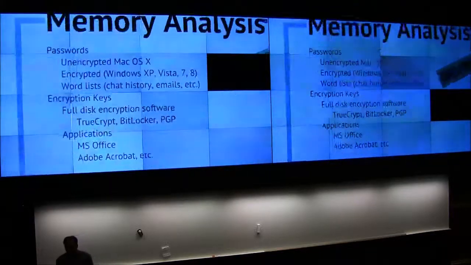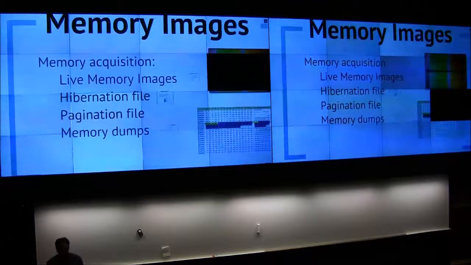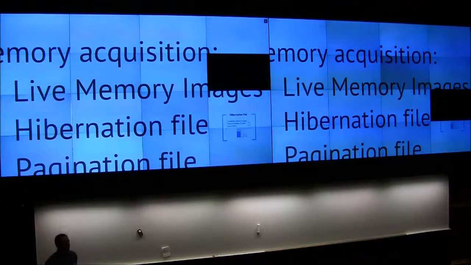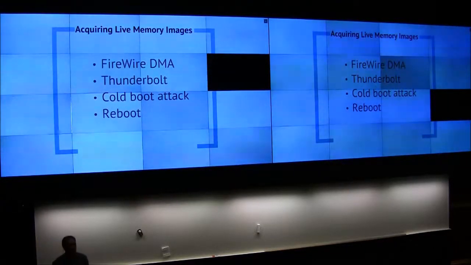So what could be done about that? First of all, we need to acquire a memory image. There are multiple approaches there. First of all, trying to capture live memory images. So, FireWire direct memory access. It's rather efficient. It works very well for Windows PCs.